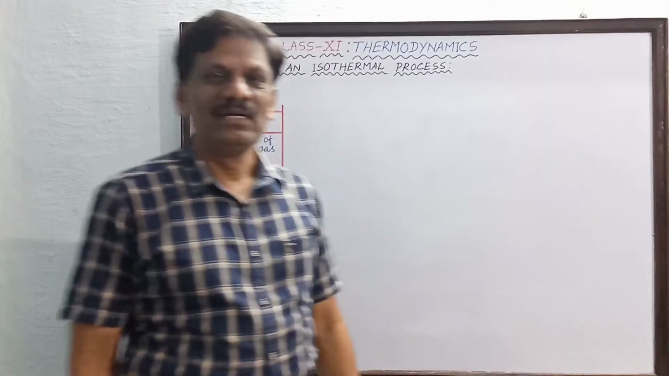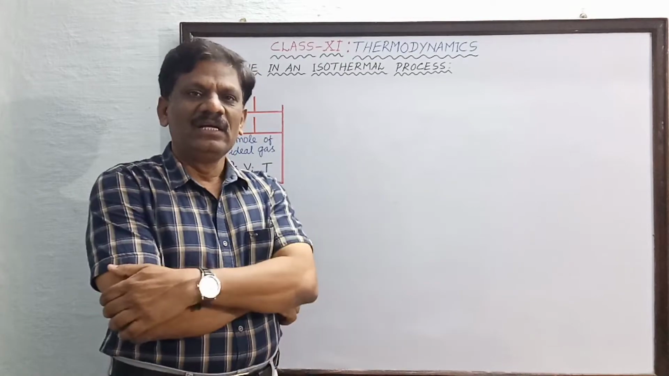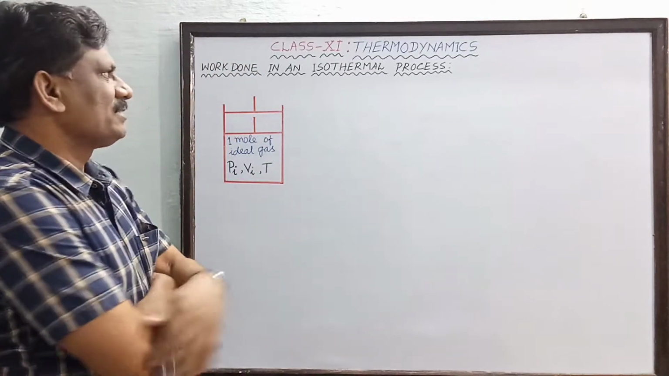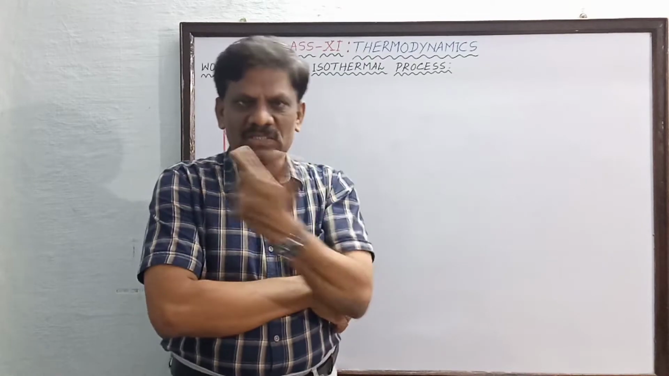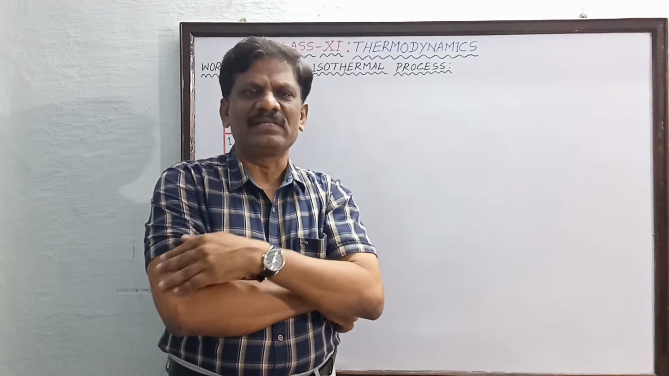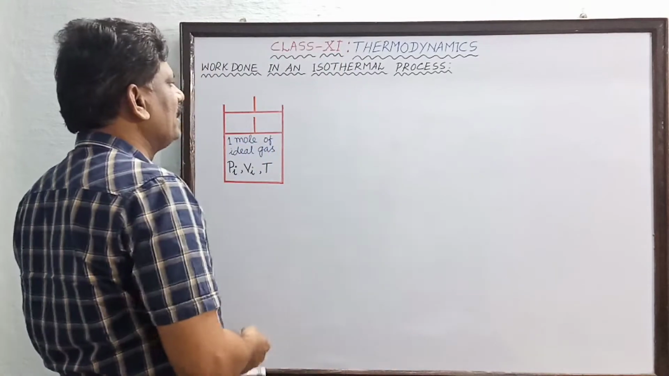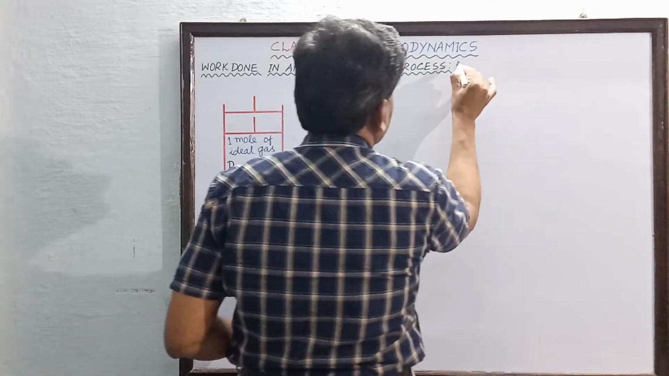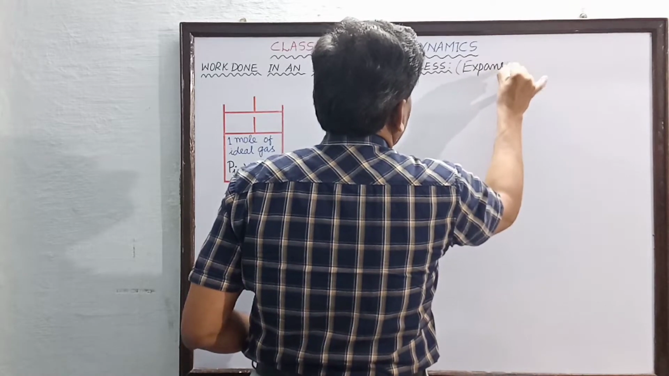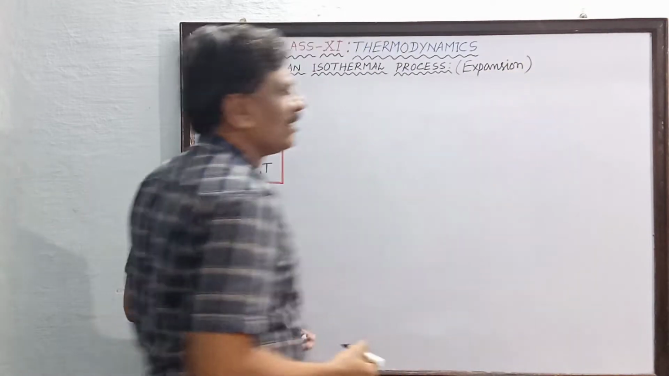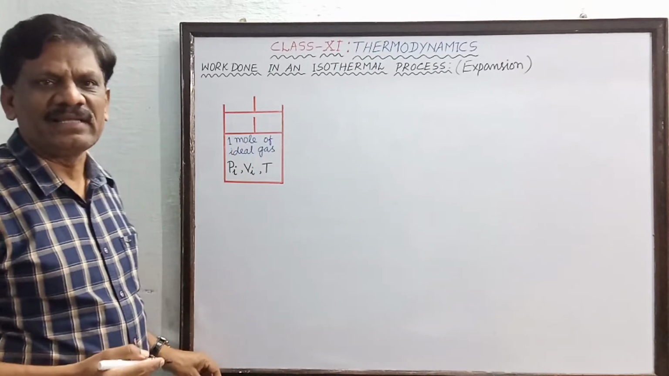Hi students, now we are going to derive an expression for the work done by a gas during an isothermal process. So I am going to take the isothermal process as an expansion. So this process is an expansion I am going to consider. For that, the system taken is 1 mole of an ideal gas.